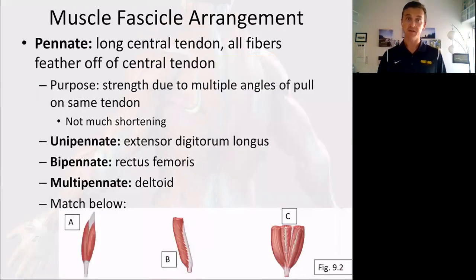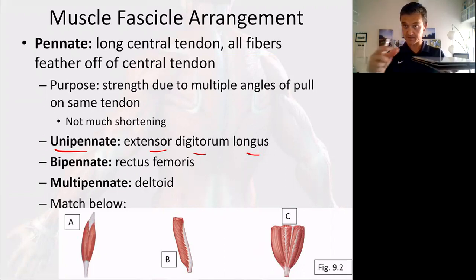Okay, so another one is called pennate. A pennate arrangement is where you have this long central tendon, and then all of the muscle fibers come off of that tendon. Okay, and then underneath pennate, there's three different ways that this can work. It can be unipennate, a good example of which is our extensor digitorum longus. That's in our leg. You'll see that one soon. Okay, and then we have another one called bipennate, where we have just one central tendon and fibers coming off that in two directions. Unipennate is one direction. And then we have multipennate, a good example of which is our deltoid muscle in our shoulder.